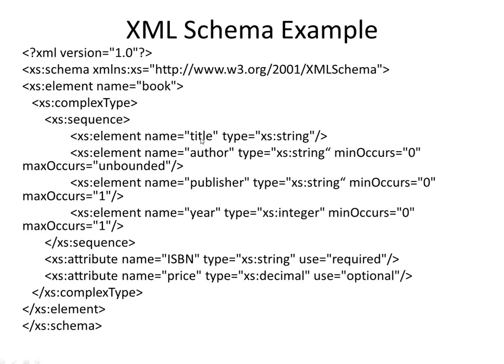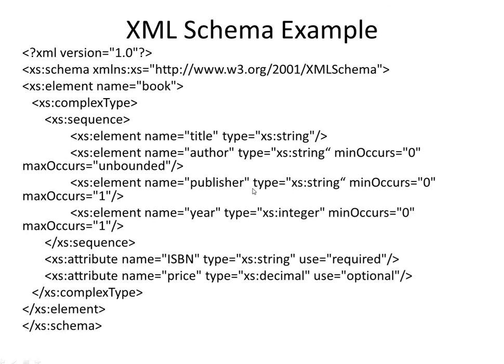So it includes sub elements like title, whose data type is string. Another sub element of the book element is author, whose type is string. Two extra attributes are included in this element definition, minOccurs and maxOccurs. The minimum occurrence of this element author is 0 and the maximum occurrence is unbounded. It means you can insert the author sub element in a book element as many times as you want, because the maximum occurrence is unbounded.